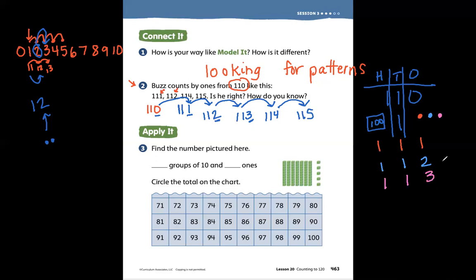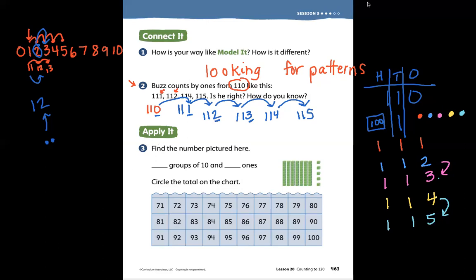This is where Buzz made a mistake. After 2 ones, you have 3 ones when you add one more. If you add another 1, your new number becomes 114. If you add one more 1, you have 5 ones. Your hundreds and your tens are the same. You change 4 to a 5 because now you have 5 ones, 115.